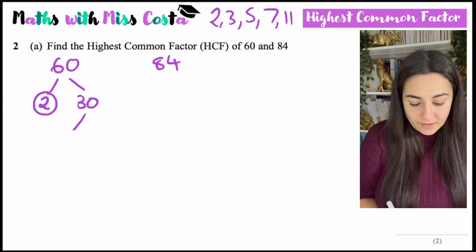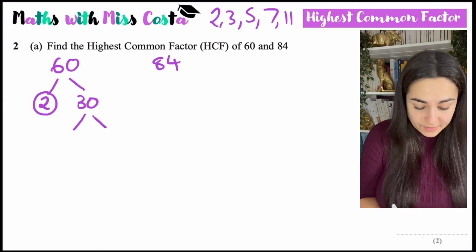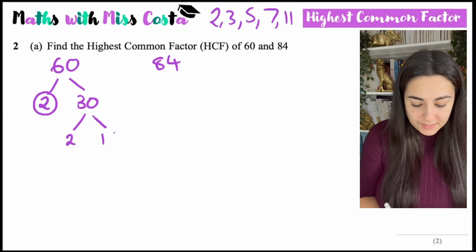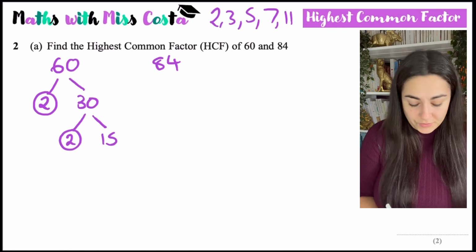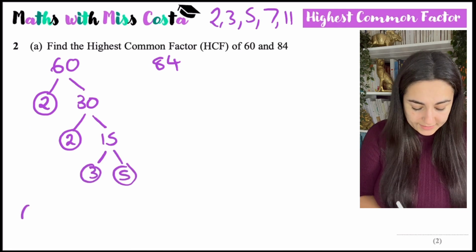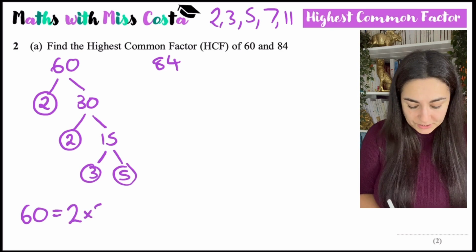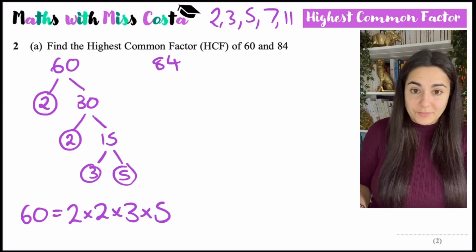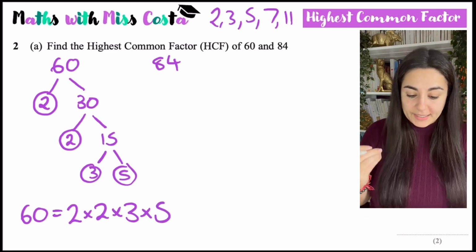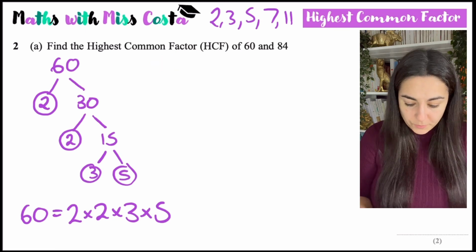Then you think to yourself, what two numbers multiply by themselves to make 30? Well, you've got 2 again and 15. 2 is a prime number, so you circle it. And then with 15, what two numbers? Well, you've got 3 and 5. So therefore, 60 can be expressed as 2 times 2 times 3 times 5. 2 times 2 is 4, times 3 is 12, times 5 is 60. So you're just expressing it as a product of its primes. Now, I'll do 84 as well.